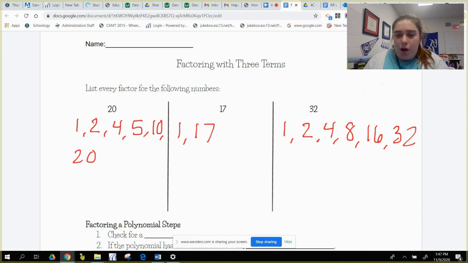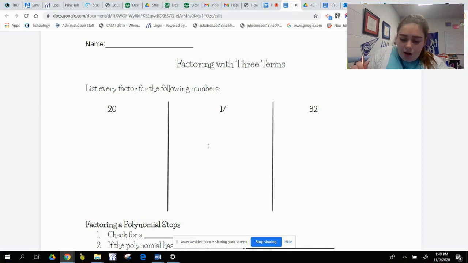And then 32 has, again, a good list of factors that might have taken you a little bit more time to figure out than 20. But that is just us practicing factoring with numbers that we use all the time, right? It's because we're going to be using that a little bit more today. All right, so let's go ahead and move on in our worksheet.